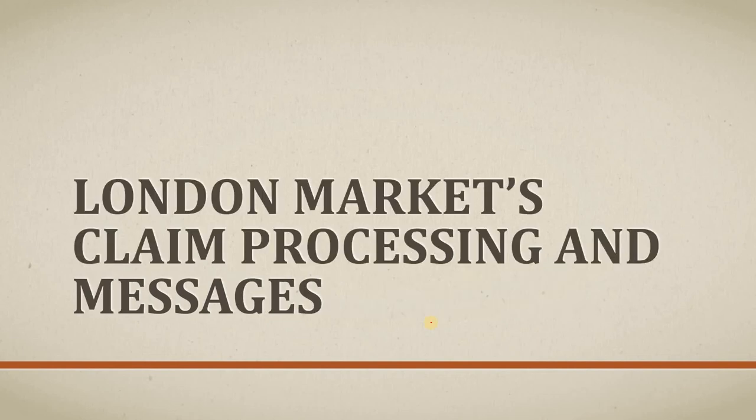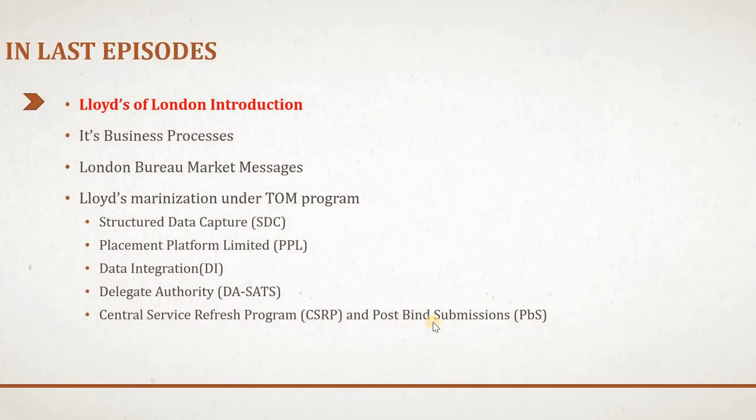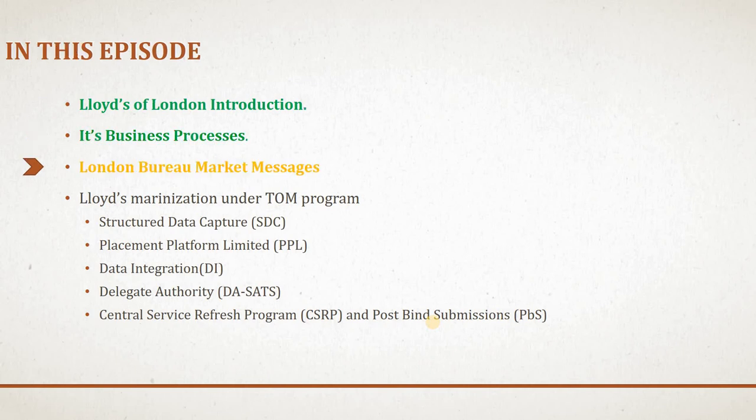So in this particular episode of this series, we are going to talk about the London market claim processing and associated messages, as we have planned. But before getting into that, let me recapitulate what we have discussed so far. So far we have discussed the Lloyd's of London introduction, and then its business processes, the various business processes within the Lloyd's of London and the London bureau market. And then currently we are studying the London bureau market messages.